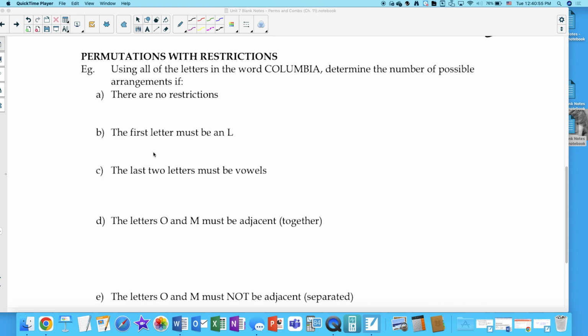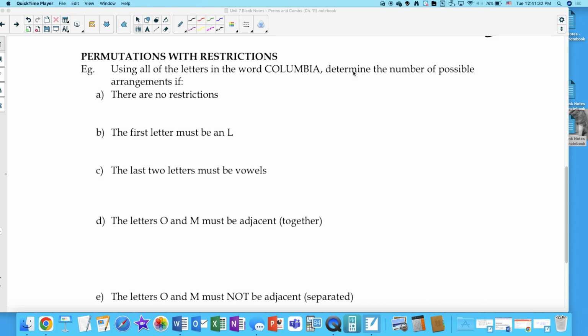Okay, so if there's no restrictions, what are some things that you want to look at before you actually start figuring out the number? Yeah, how many letters are in the word, right? So there are 4, 5, 6, 7, 8 letters. Okay, and there's one other thing that I would check. Would you check to see if two of the letters are the same? Exactly. So check for identical letters, okay? In this case, they are all different.